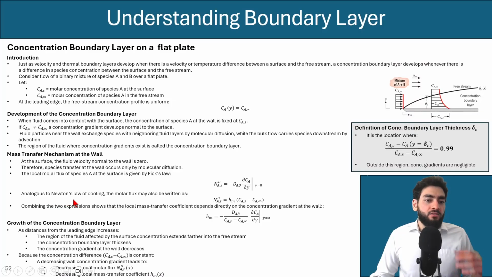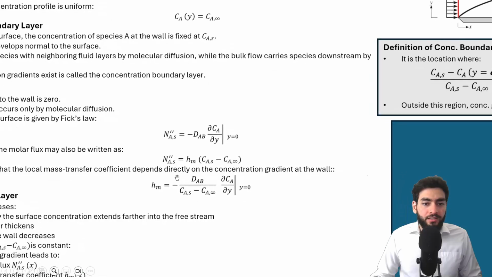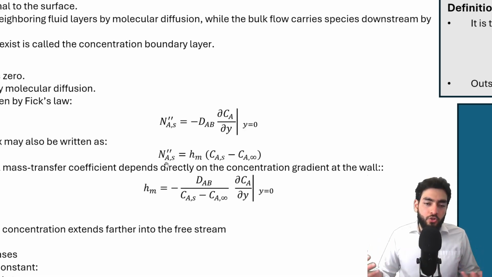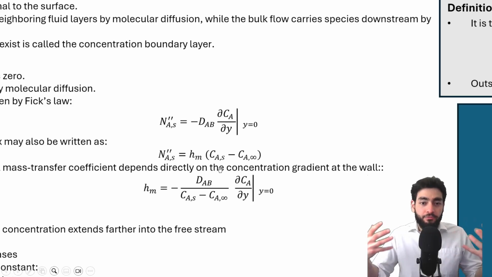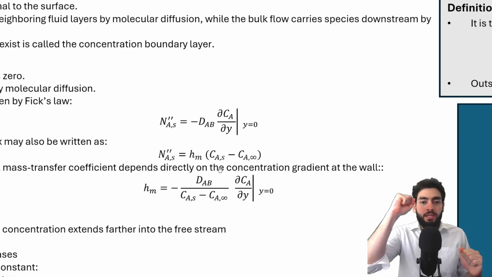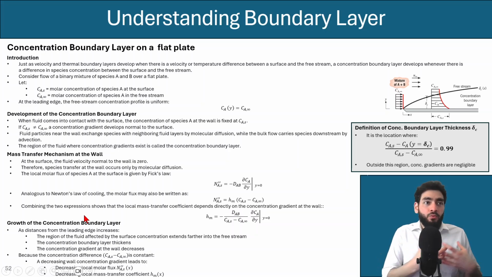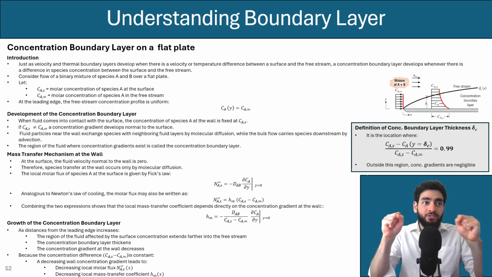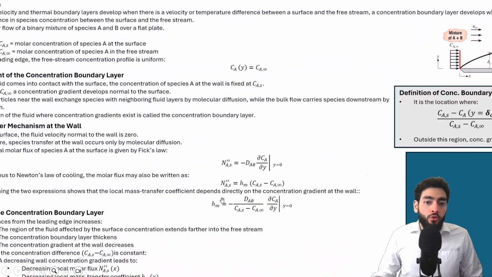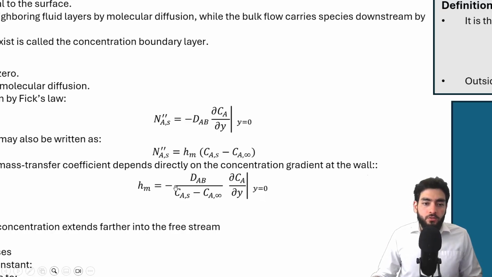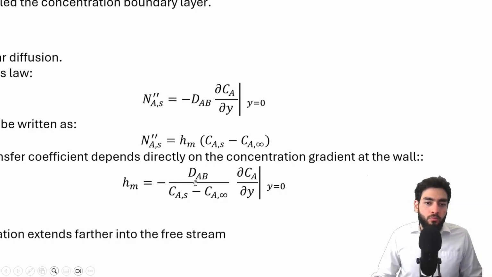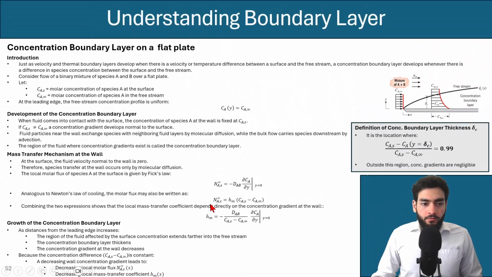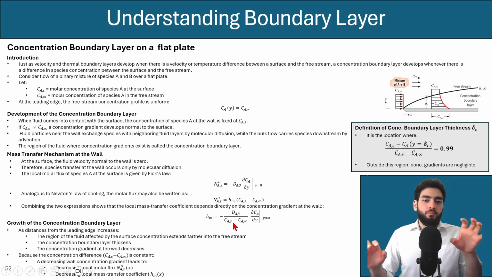We also know that, analogous to Newton's law of cooling, the molar flux may also be written as the mass transfer convection coefficient multiplied by the difference in concentration from the surface to the bulk. Now, if we do the same thing that we did with the thermal boundary layer analysis and combine these two expressions, we show that the local mass transfer coefficient depends directly on this gradient at the wall. So the local mass transfer coefficient is equal to -1 times the molecular diffusion coefficient over the difference in concentrations from the surface to the bulk, all multiplied by the gradient of the concentration at the wall.